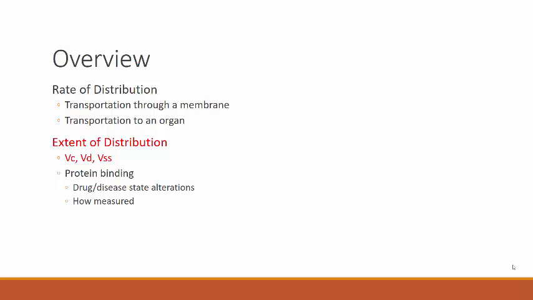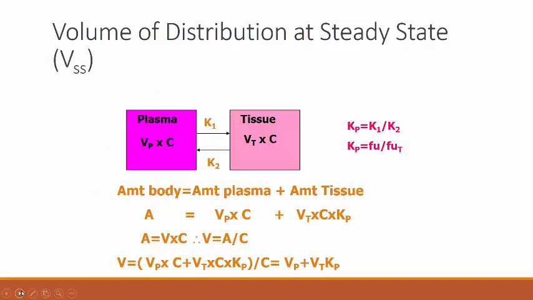We had an introduction to VC, our central compartment volume, which is what we use to determine loading dose. And then we also talked about apparent volume of distribution. And today we're going to dive deeply into steady state volume of distribution. So our volume of distribution at steady state is just that. It's the volume that the drug occupies in your body once you have reached steady state. So this is once the drug is getting where it's going and you're in a state of equilibrium.